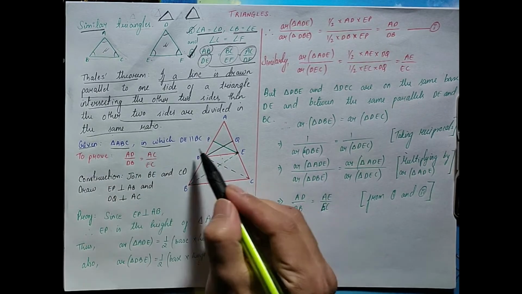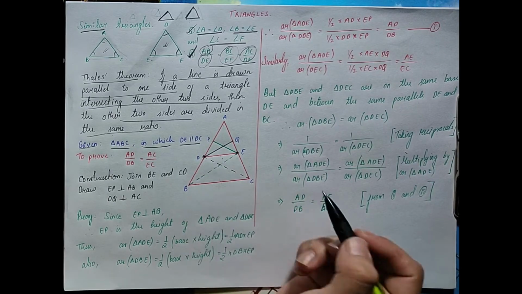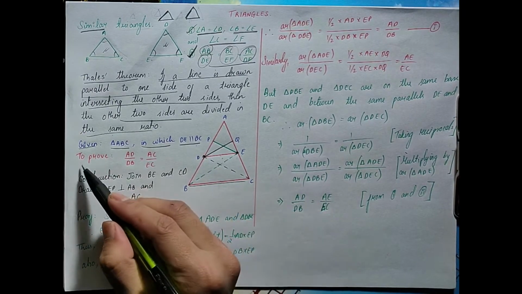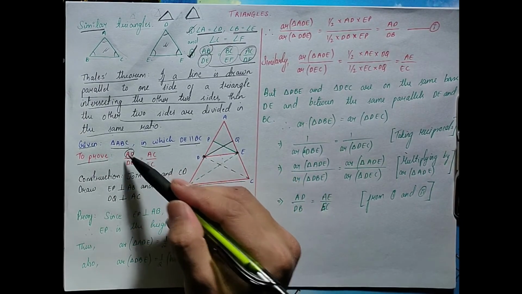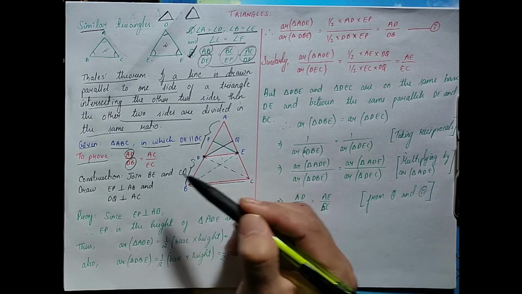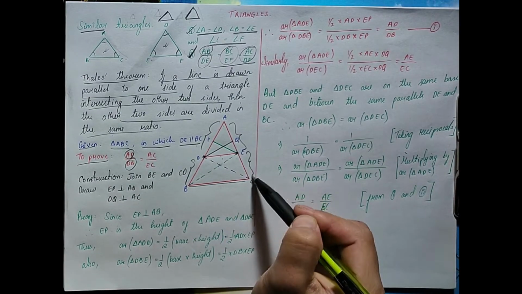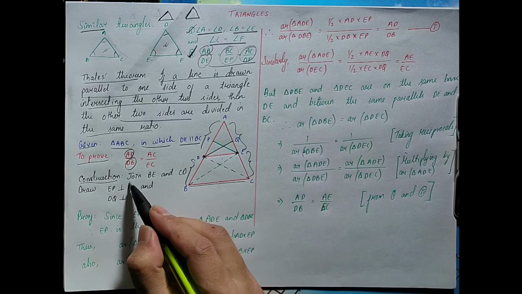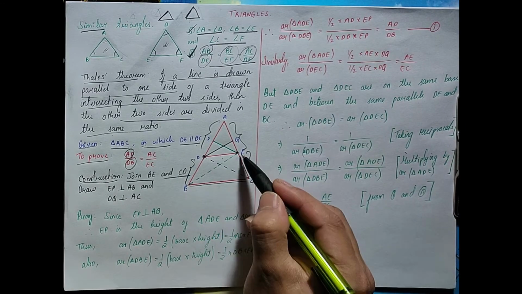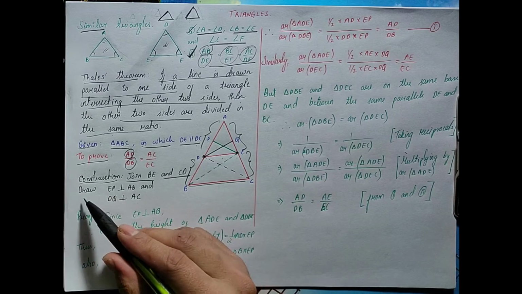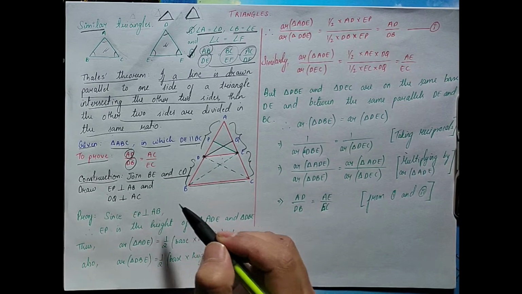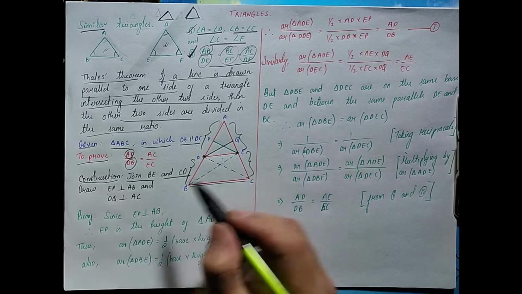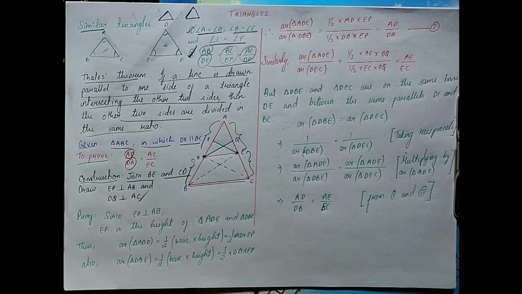Given the triangle in which DE is parallel to BC, to prove that this upon this, that is this upon this, is equal to this upon this. The proof is very simple. We'll need to construct some lines. So what is the construction? Join BE and CD. Draw EP perpendicular to AB and DQ perpendicular to AC.